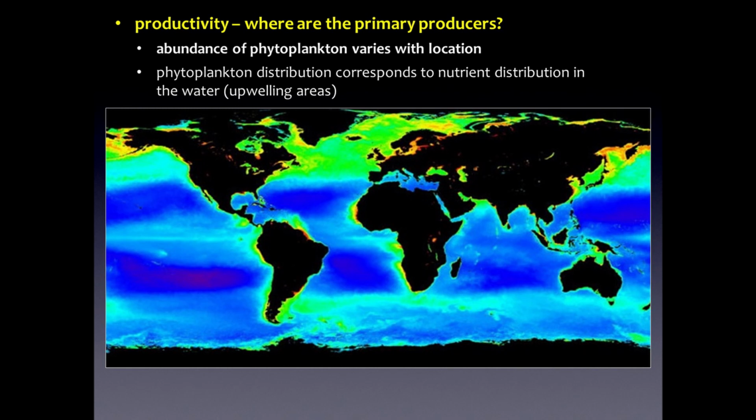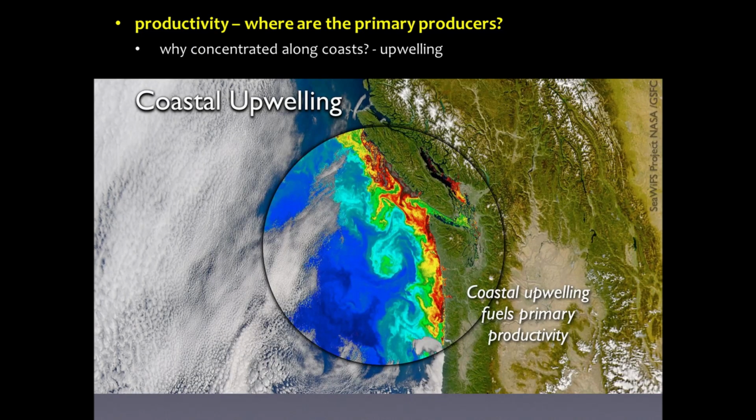So where nutrient levels are higher, typically close to the coastlines, as well as in more northern and southerly parts of the ocean in cooler water, this is where we're going to see the greater amount of phytoplankton living. A reason why we see a concentration of primary producers along the outer edges or the margins of the ocean basins is due to something called coastal upwelling. Coastal upwelling is important because it helps to bring nutrients that help fuel that primary productivity.